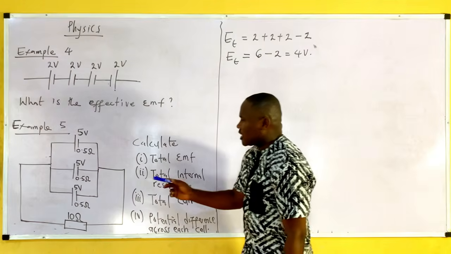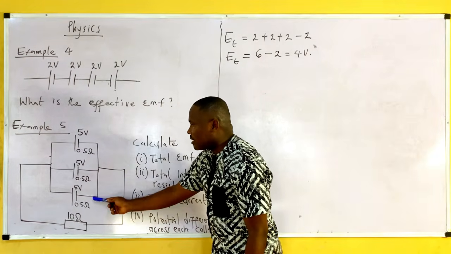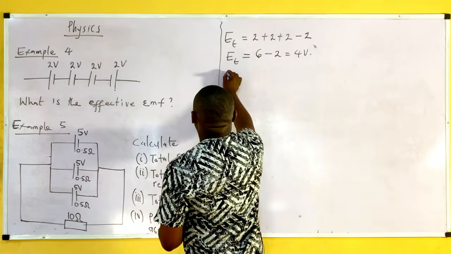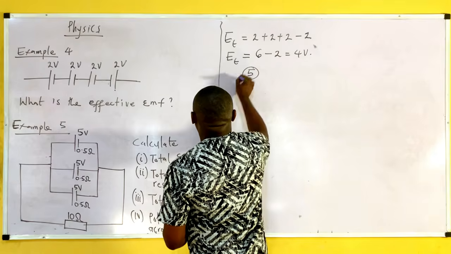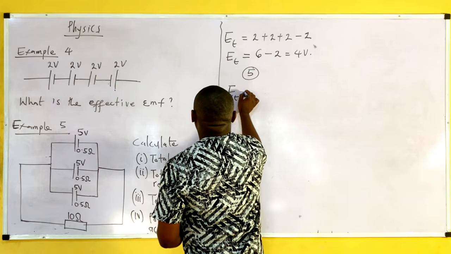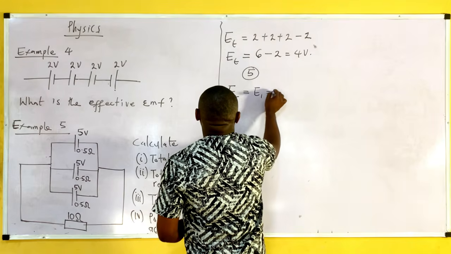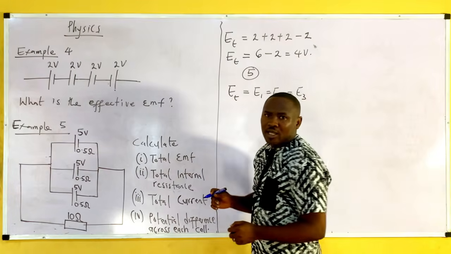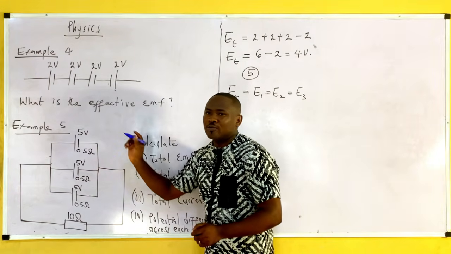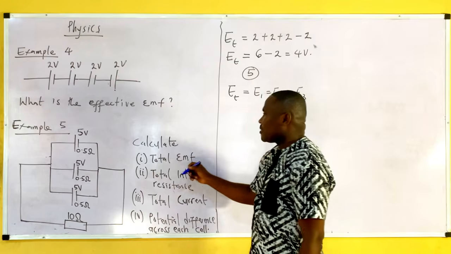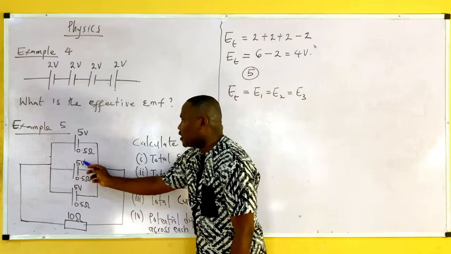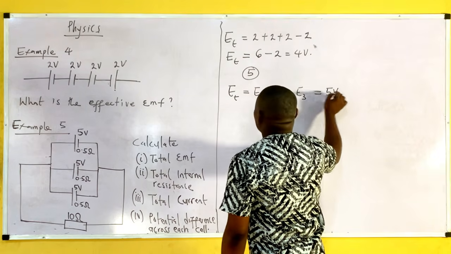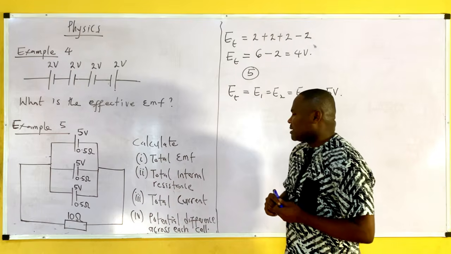Now, if you check, this circuit is in parallel. The EMF are in parallel. We're looking at example 5. E total in parallel is equal to E1 is equal to E2 is equal to E3. That's what we said. When they are connected in parallel, you just take one of them as the total. So the total EMF is 5. Any of them is the same. So the answer equals 5 volts. That's the total EMF. Now, what about the next question?